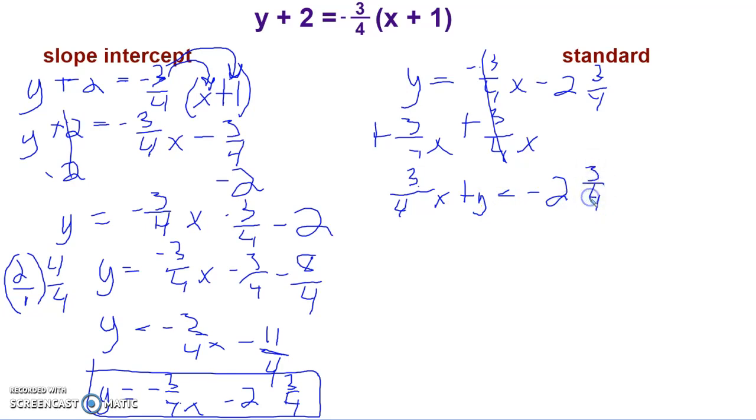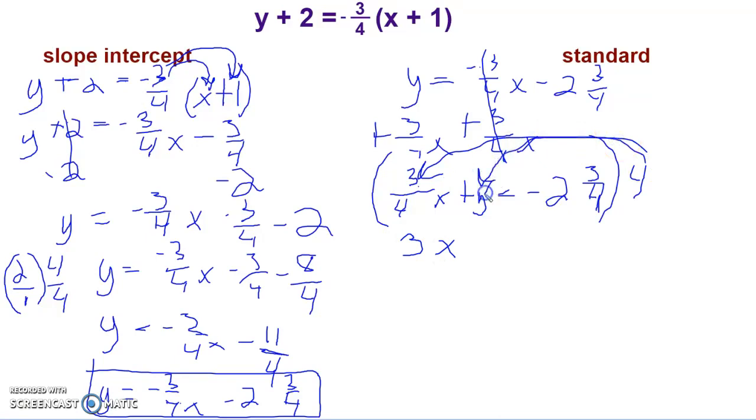Now remember that when it comes to standard form, we don't want anything as a fraction. We want it all to be integers. So in order to make this all integers, I'm going to multiply everything by 4 to get rid of these 4's in the denominator. Okay, so I have 4 times 3/4, which is going to get me 3x. I have 4 times y, which is going to get me 4y. And then I have 4 times negative 2 3/4.